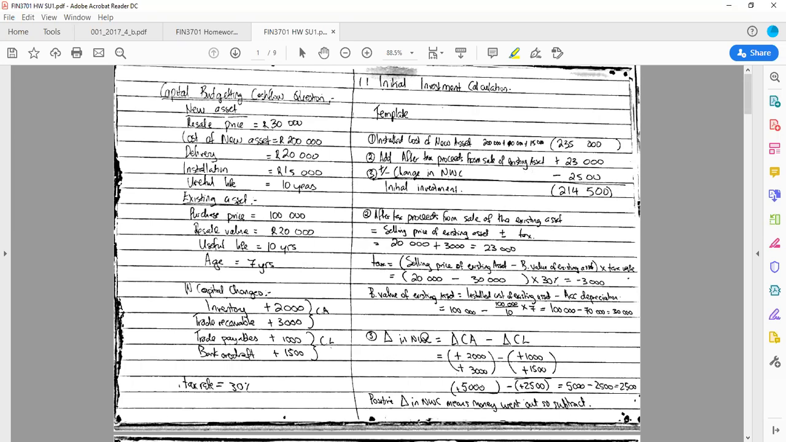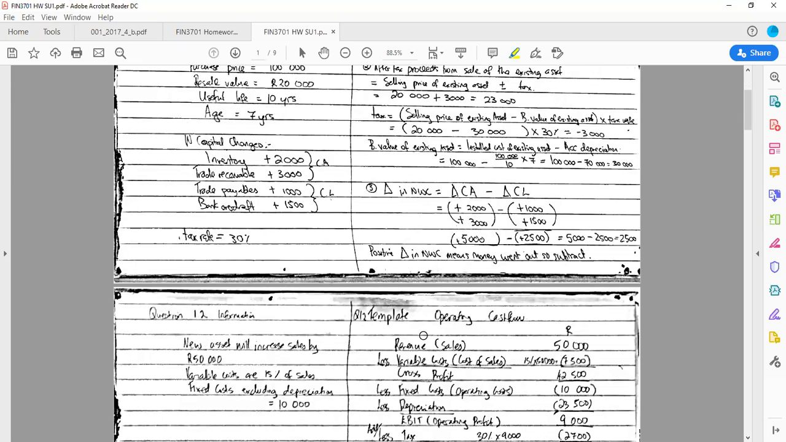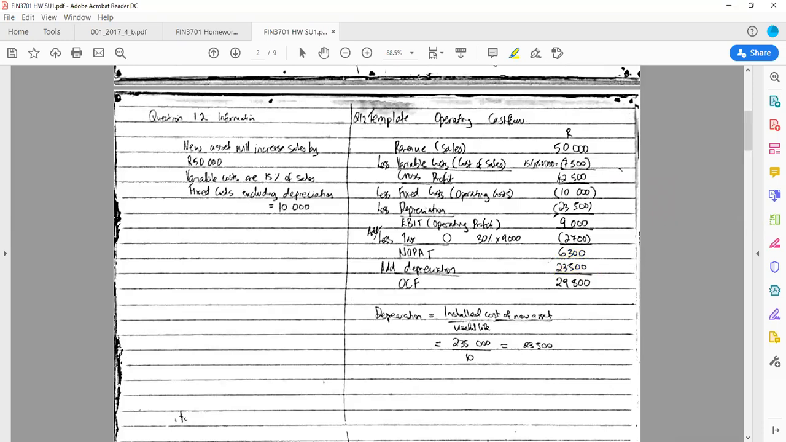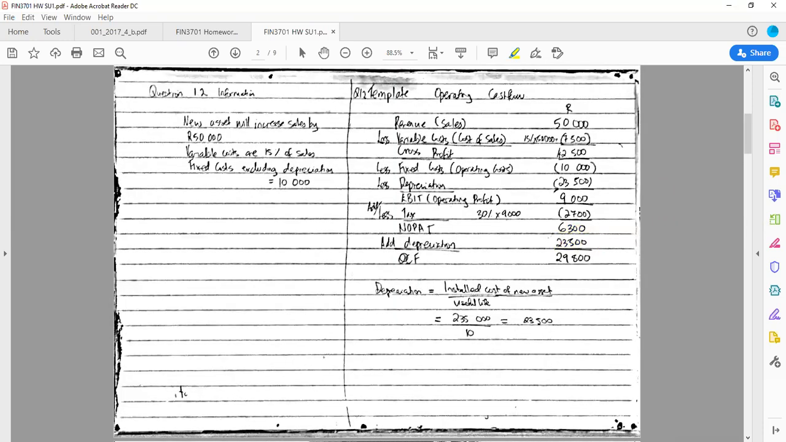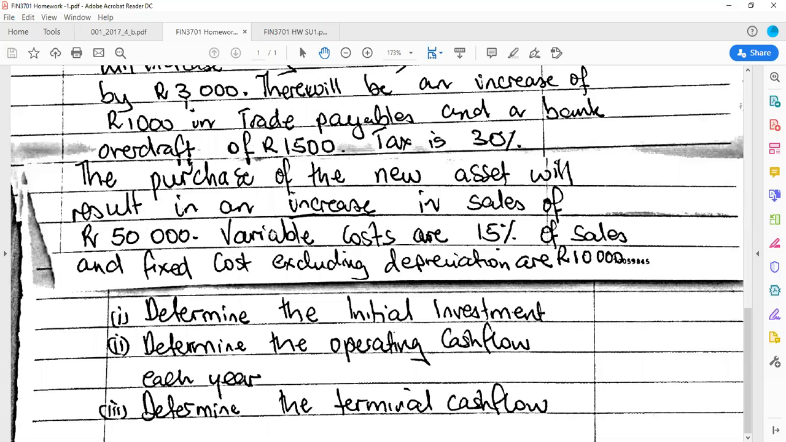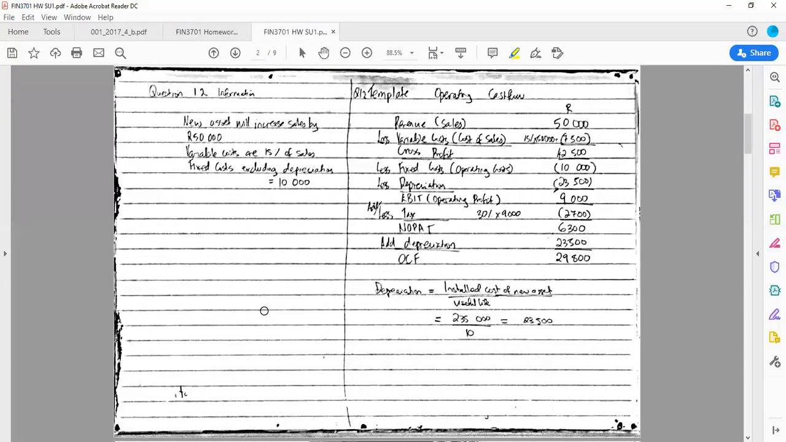The second part of the question wanted you to calculate the operating cash flow, and that calculation is also up on the screen. So these are the answers to this particular question that I asked you to look at. If you hadn't looked at it, you can pause, work through it, and then look at these solutions to see if you get the same answer.